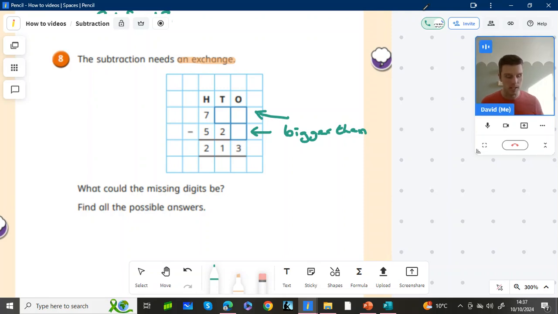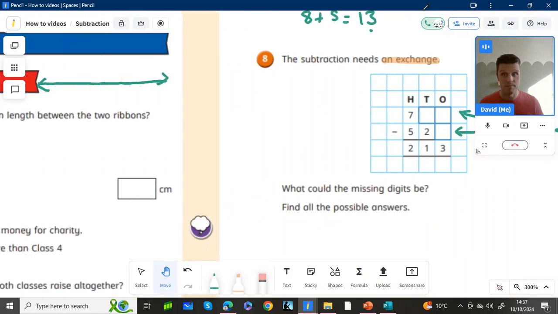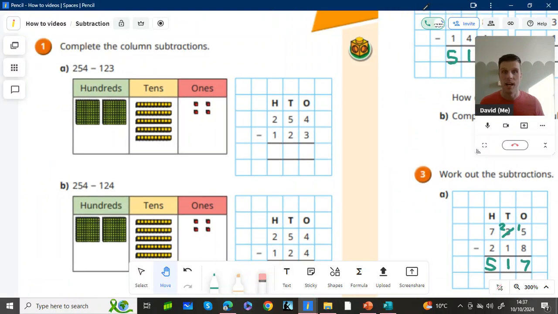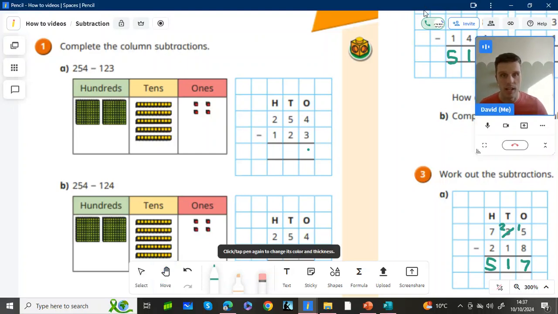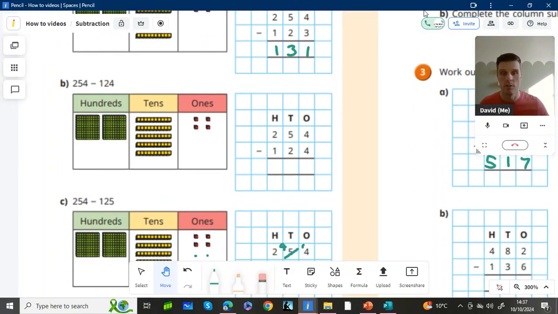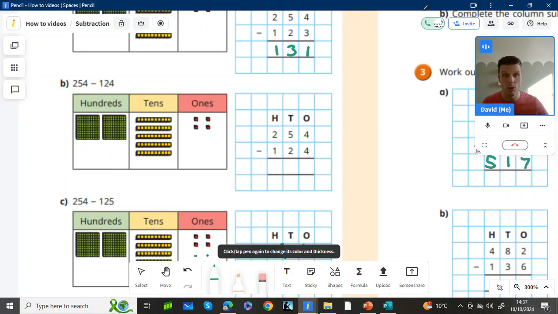Okay, welcome back everybody. I hope you enjoyed that. What we're going to do now is go through the answers together. So I'm just going to reset the worksheet. And here's question 1. So 4 take away 3 is 1. 5 take away 2 is 3, and 2 take away 1 is 1. B, 4 take away 4 is 0, 5 take away 2 is 3, and 2 take away 1 is 1.